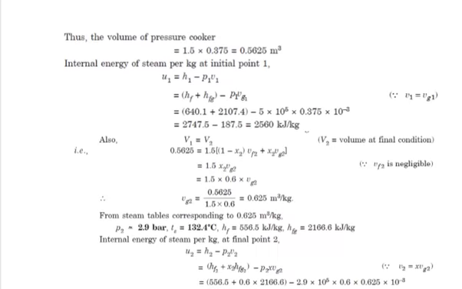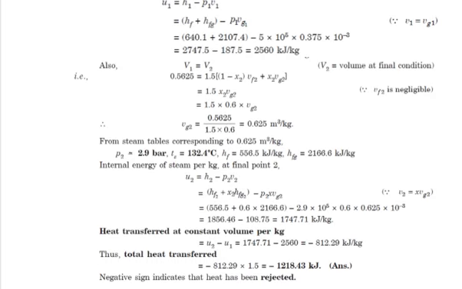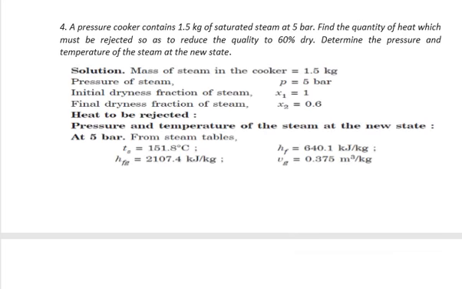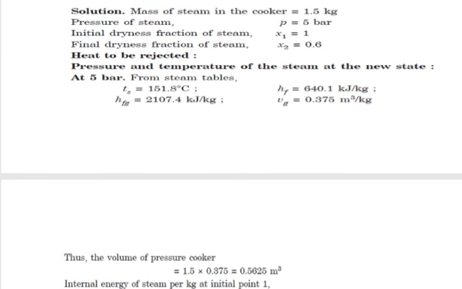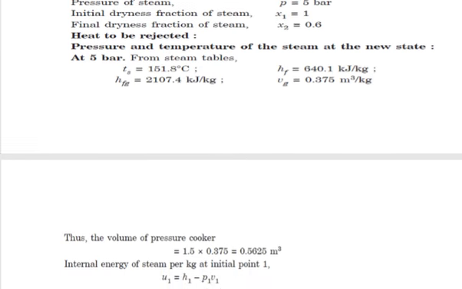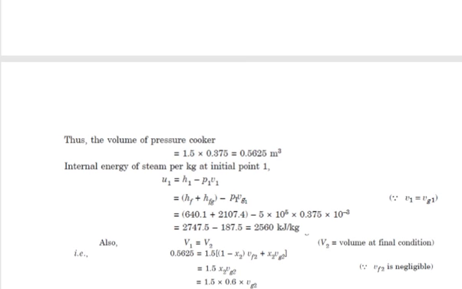Then you have to find the volume of the pressure cooker. The 1.5 kg is already given in the numerical. Then you have to multiply by 0.375, which is nothing but the vg. Multiplying, you will get the volume of the pressure cooker, 0.5625 meter cube.